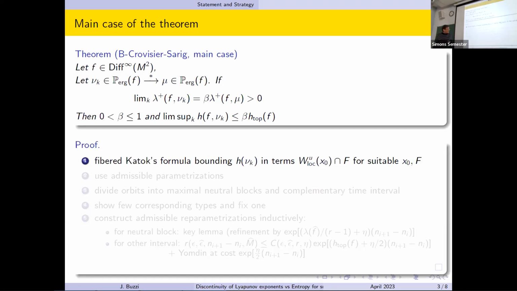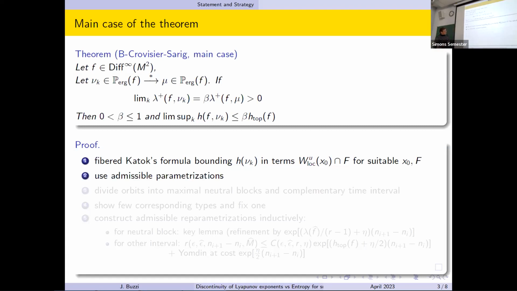So what will be the elements of the proof? We will put together essentially a lot of things, more or less everything that we have been doing for some time. The first will be a fibered version of Katok's entropy formula that will allow us to bound the entropy of these measures not in terms of a cover of a set of positive measure, but just the trace of this set of positive measure along a suitable local unstable manifold. I will give a statement later.